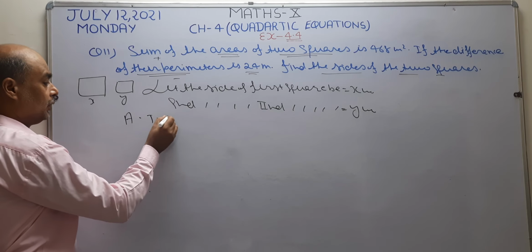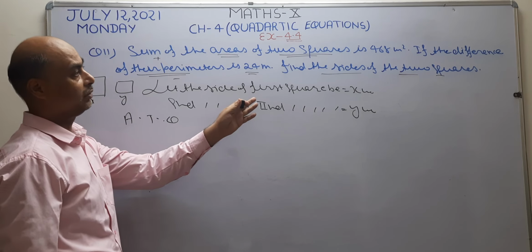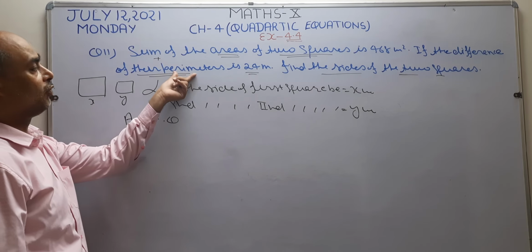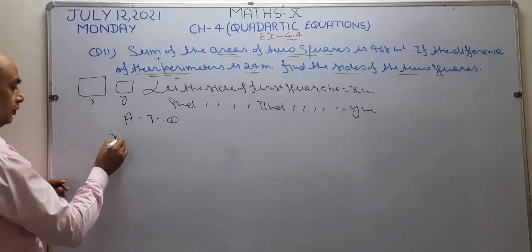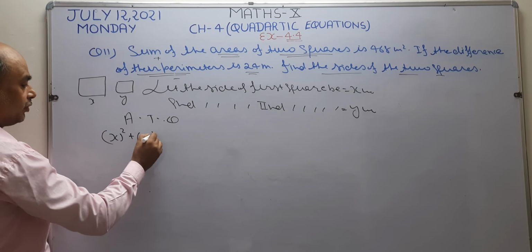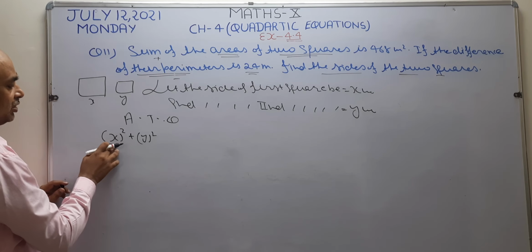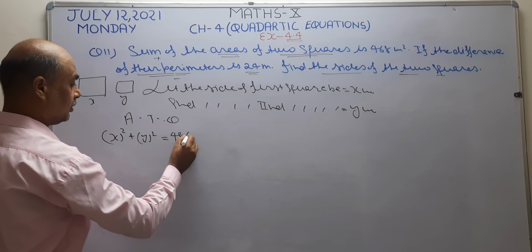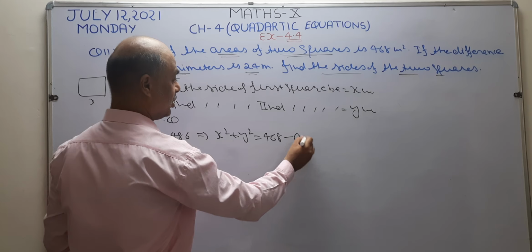according to the question. In the question what is given? Sum of the areas of the squares. So the formula for finding the area of a square is side square, and the perimeter of the square is 4 into side. So first I want to take area. So side square of the first square and sum, because it is given sum, plus side square of the second square. This is the side of the first square, this is the side of the second square. Sum of these two areas is given 468. So this becomes x square plus y square equal to 468. This is the first equation.